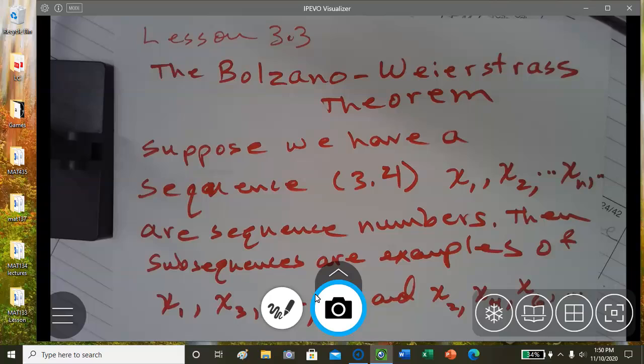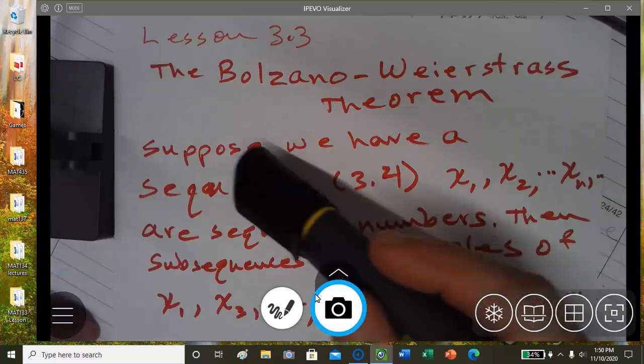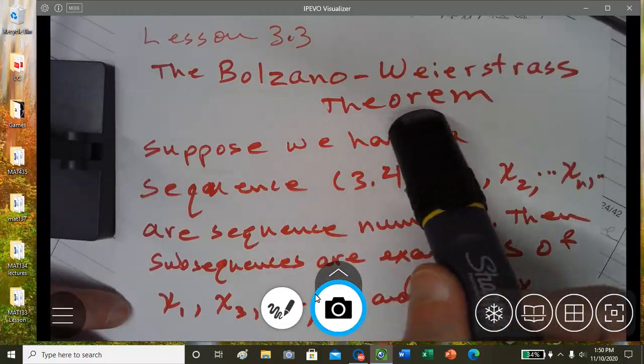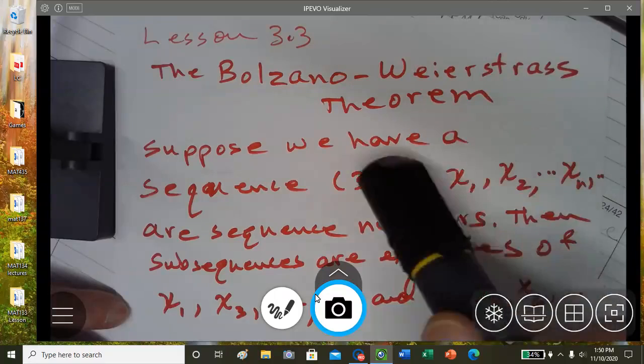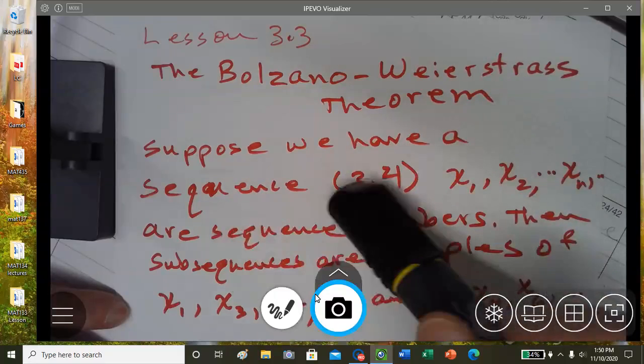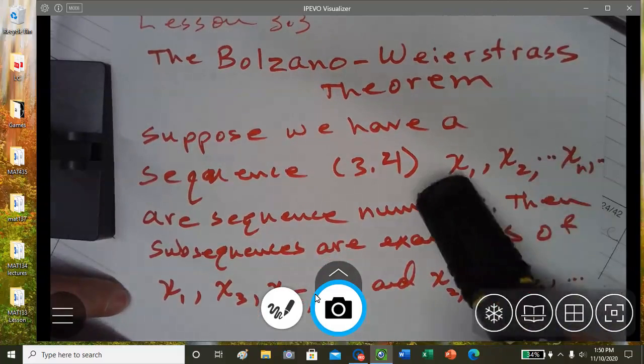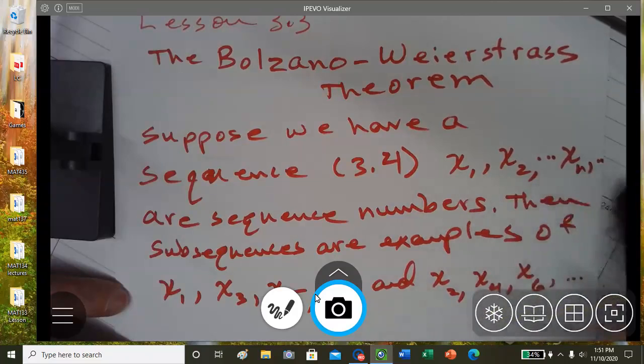Okay, this is the first video in lesson 3.3, and we're looking at the Bolzano-Weierstrass theorem. Suppose that we have a sequence, we'll call this sequence 3.4, x sub 1, x sub 2, and it goes on in sequence x sub n, and that continues on.